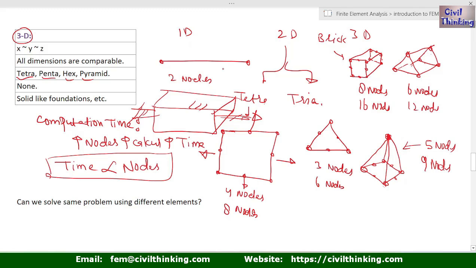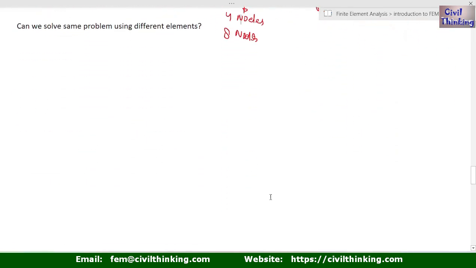So let's move on. Can we solve the same problem using different elements? Now if you have this beam, can you solve this using a 1D element, 2D element or 3D element? Can we?